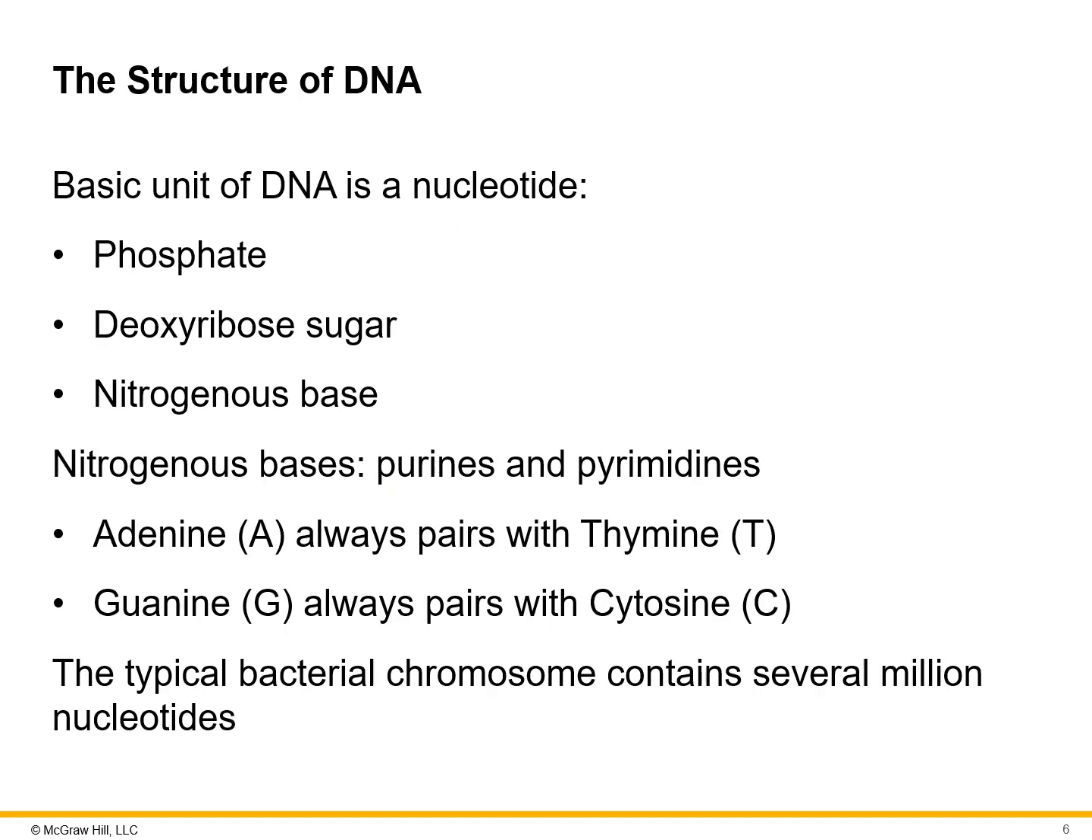Now, if we look a little bit at the structure of DNA, and I'm sure you've covered this before, so we'll just kind of highlight some of it. So first of all, the basic unit of DNA is called a nucleotide. And a nucleotide is made up of 3 parts. It has a phosphate group. It has a deoxyribose sugar. That's where the name deoxyribonucleic acid, which is what DNA stands for, comes from. And then it has what's called a nitrogenous base.